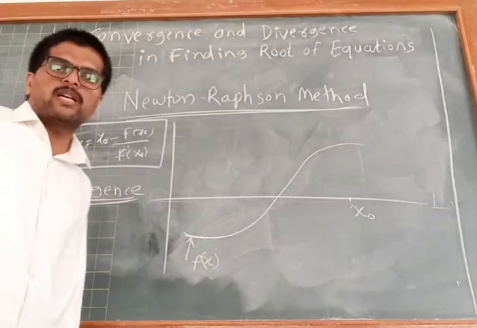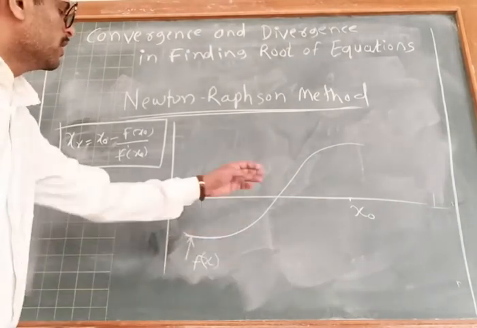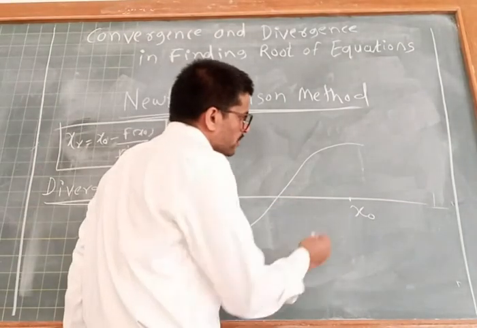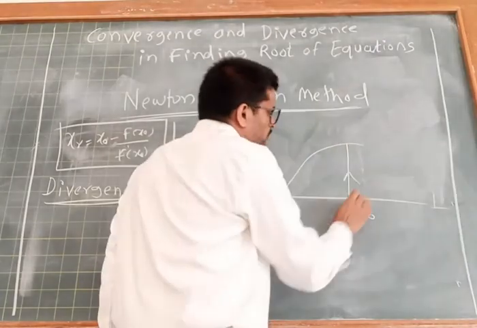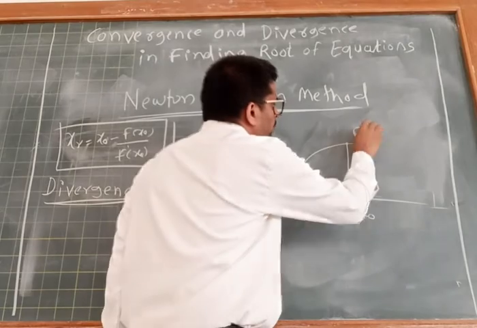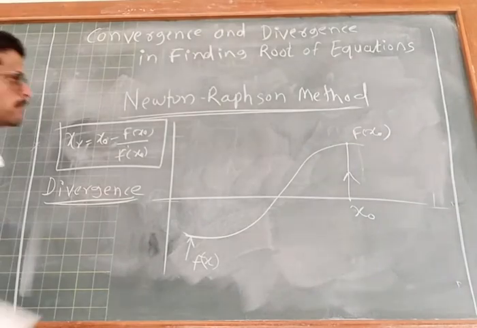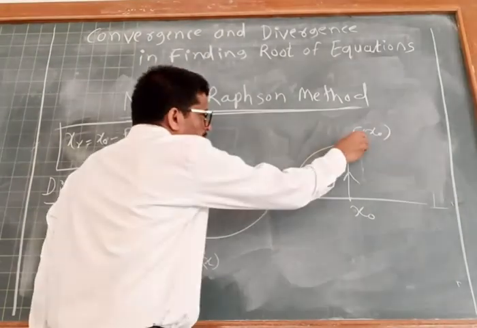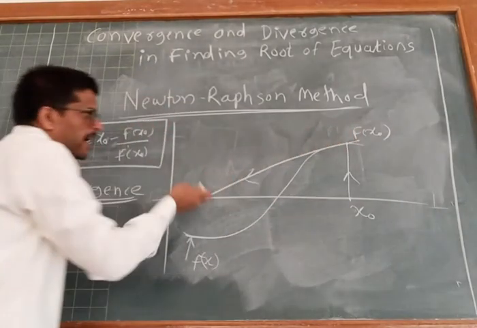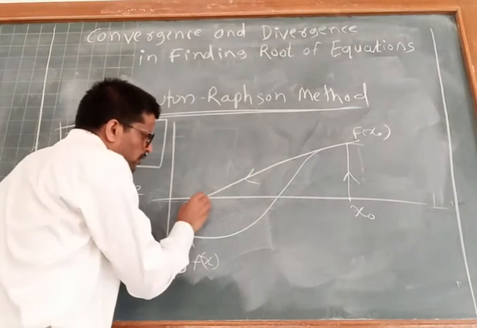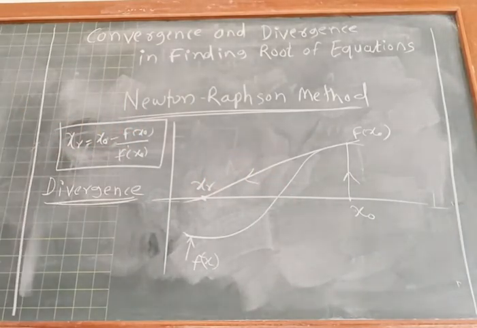We have seen how we are proceeding toward the root in the graphical representation. From this initial case, we calculate f of x0. This is f of x0, and from this f of x0, we draw the tangent. If I draw a tangent at this point, then see here, this is supposedly the tangent. The tangent will intersect the x-axis at this point. So this is xr.